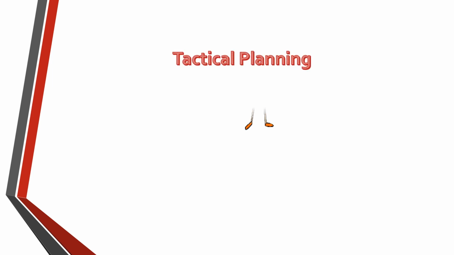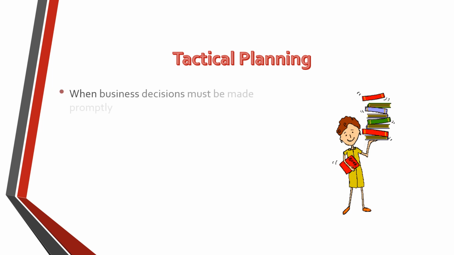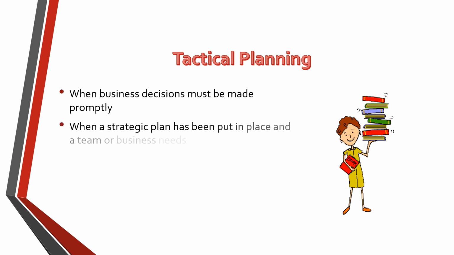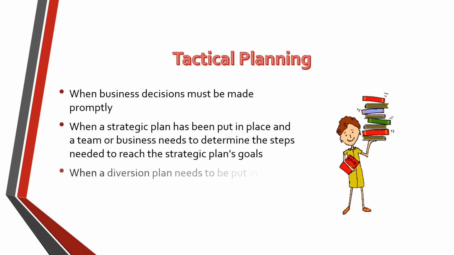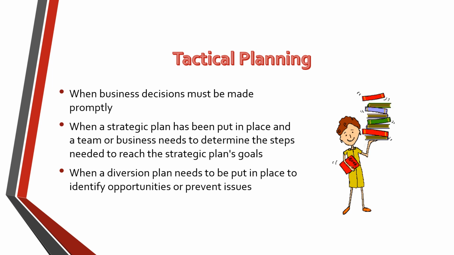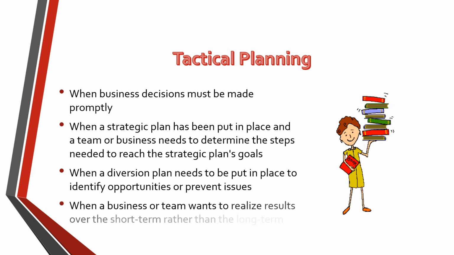Tactical planning. Tactical planning is done when business decisions must be made promptly. When a strategic plan has been put in place and a team or business needs to determine the steps needed to reach the strategic plan's goal. When a diversion plan needs to be put in place to identify opportunities and prevent issues. When a business or team wants to realize results over the short term rather than the long term.